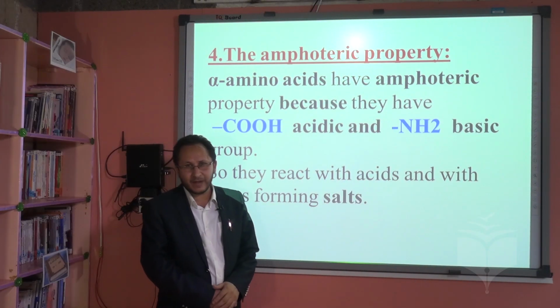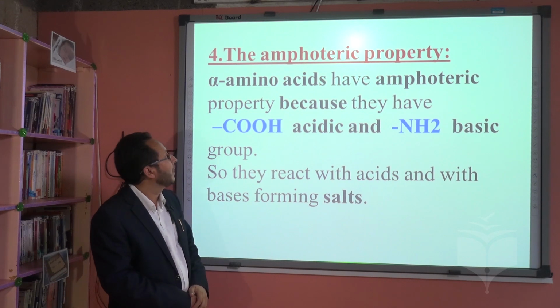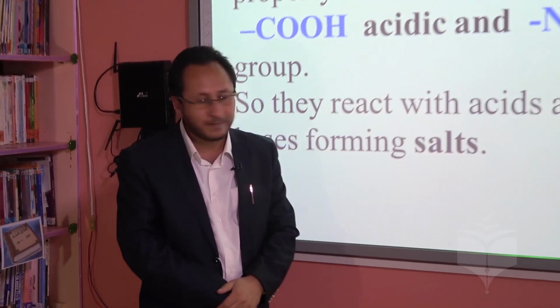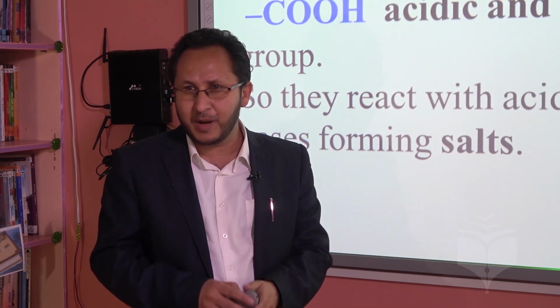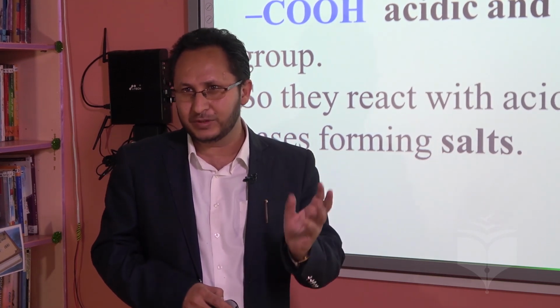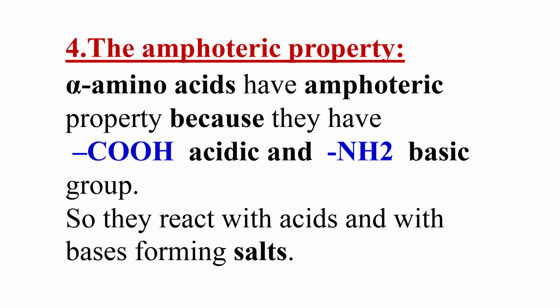Now the last reaction for the amino acid is the amphoteric properties. What does amphoteric properties mean? It means that if you have a compound with two functional groups, one of them acid and one of them base, they react with acids as a base and react with bases as an acid, forming salt.